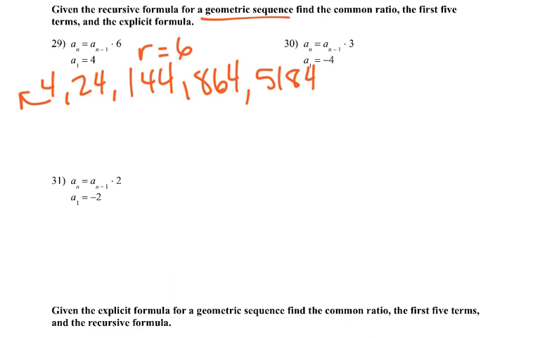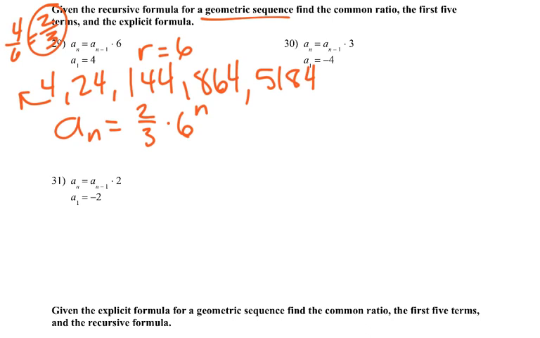Now for my explicit, once again I have to kick it back to the 0 term, or if that becomes too troublesome, you could do the n minus 1 version, okay? Because if I go 4 divided by 6, that would become 2/3. So I could go a sub n equals 2/3 times 6 to the n. Notice I bumped it up here because it's repeated multiplication. If you didn't like that fraction, I could go a sub n equals 4 times 6, but I have to just remember to, instead of n, I go n minus 1. These two formulas are the same thing. So sometimes it's easier to do that n minus 1 on these guys.